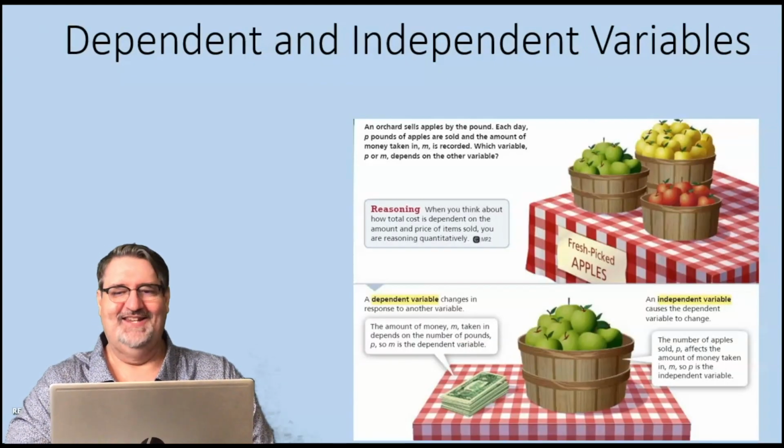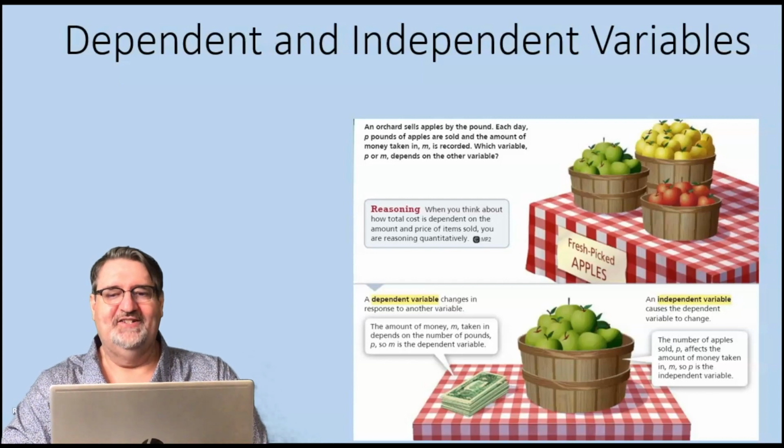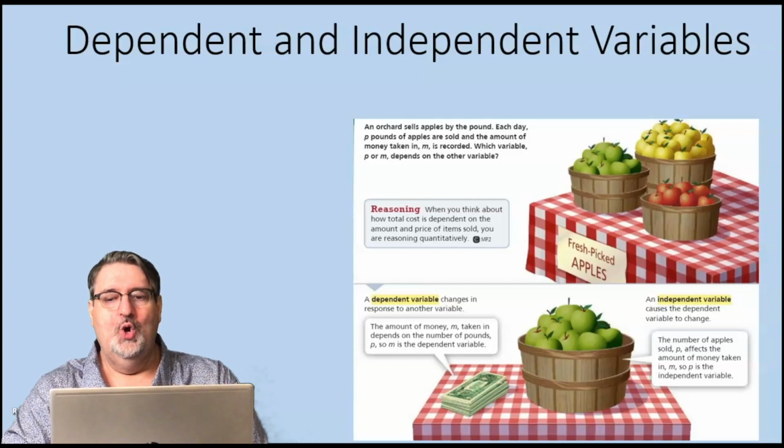All right, let's take a look at this. An orchard sells apples by the pound. Each day, P pounds of apples are sold, and the amount of money taken in is M. Which variable, P or M, depends on the other variable?